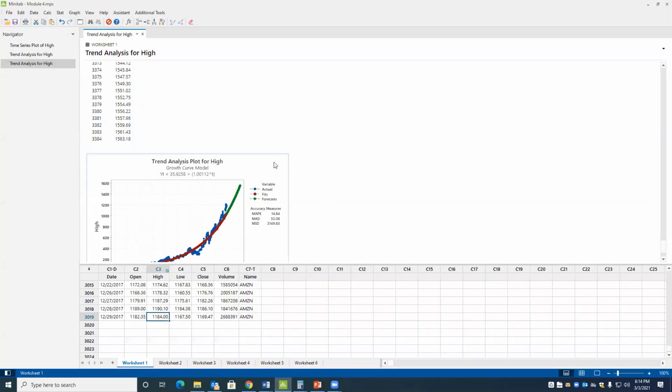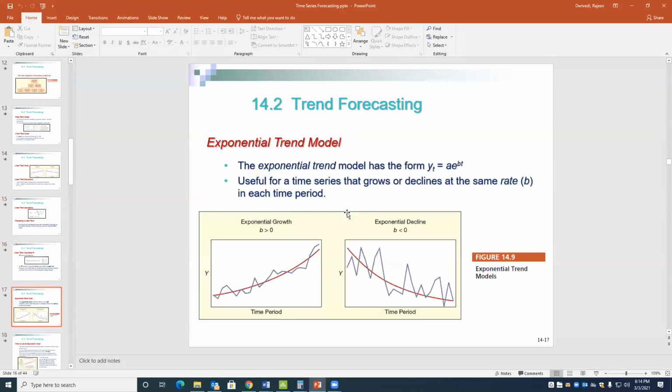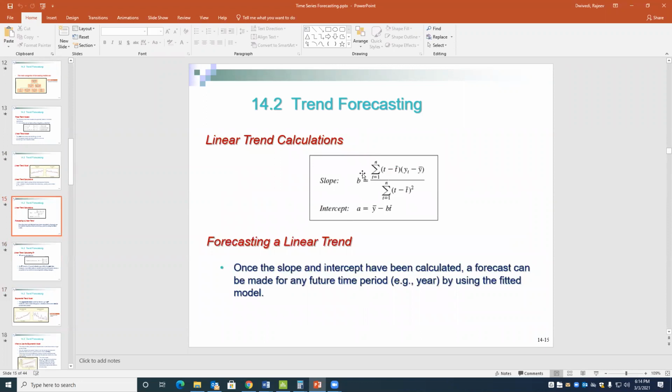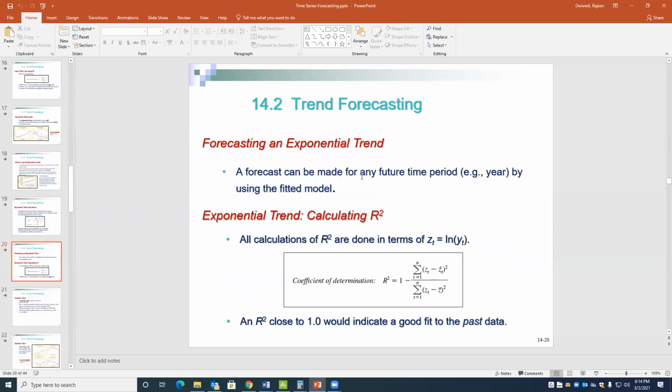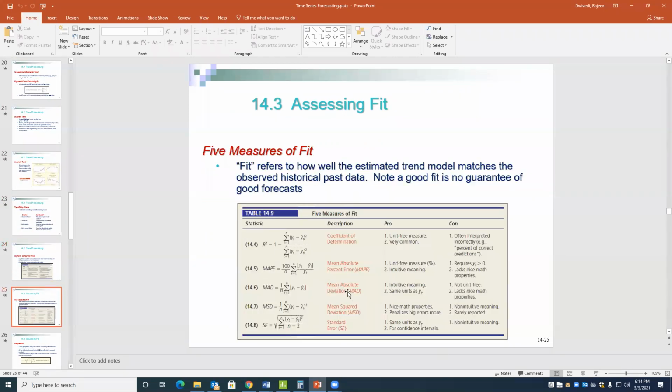Now, another important thing: we are not going to look into everything. We are going to look into the most important things. Here, you can read. These are the 5 important things, 5 measures of fit. One is fit, which refers to how well the estimated trend model matches the observed historical data. Note, a good fit is no guarantee of a good forecast.